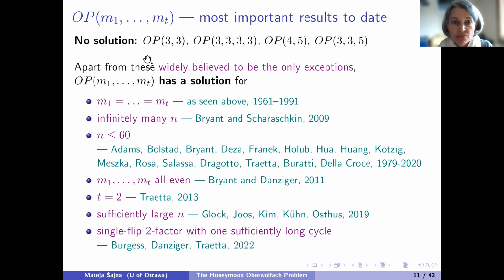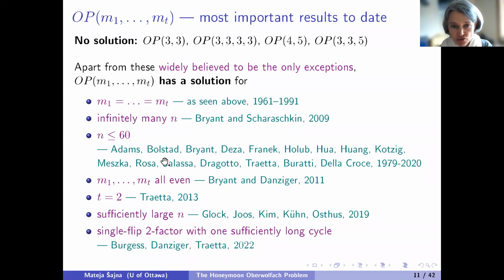The Oberwolfach problem for variable cycle length is actually still open in general. There are 4 cases known where there's no solution, the 2 with uniform cycle lengths, and then 2 more, 4, 5, and 3, 3, 5. And it is widely believed that these are the only exceptions. As we have seen before, the uniform case has a complete solution. It's also known that OP has a solution for infinitely many orders and for any admissible two-factor types. Also for all small orders.